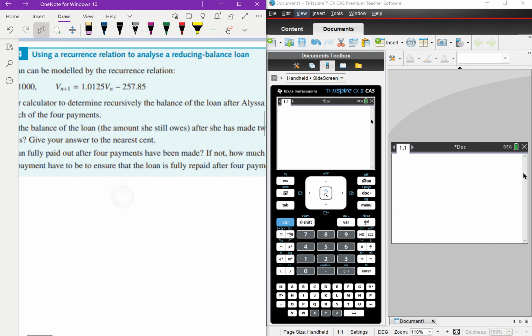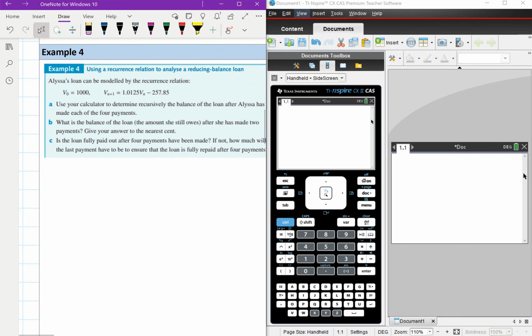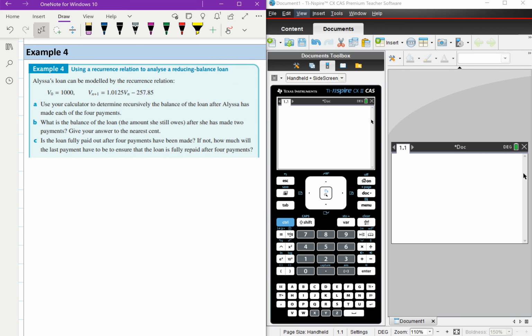I thought I'd just make a nice video to do example 4 from 9B, where you're trying to use the recurrence relation to talk about reducing balance loans. So what is this? You're borrowing some loan, you owe the bank a certain amount, and you need to pay them back on a regular basis.